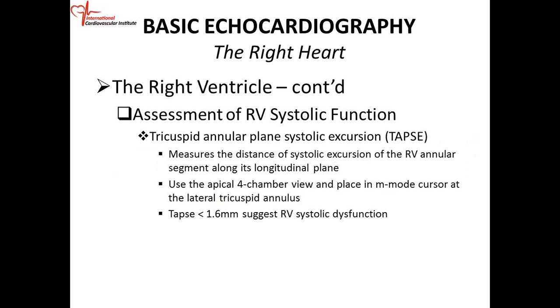All right, so TAPSE, we're going to go over TAPSE in a little more detail. You have to remember what the acronym stands for: tricuspid annular plane systolic excursion. You measure the distance of the systolic excursion of the RV annular segment along its longitudinal plane. Remember, in systole it moves up, in diastole it moves down. You're going to use the apical four-chamber view.